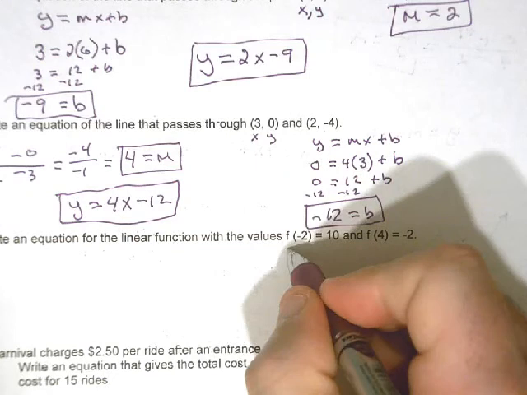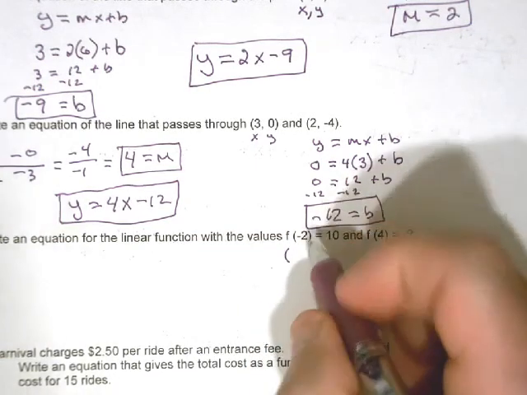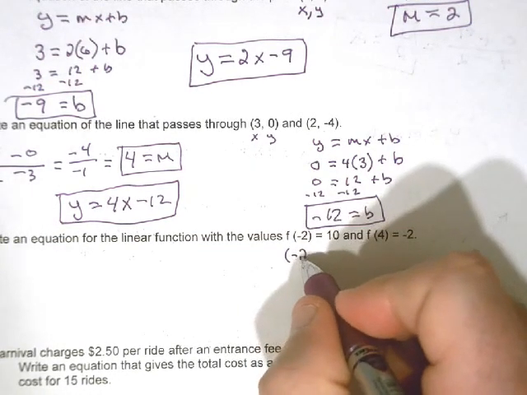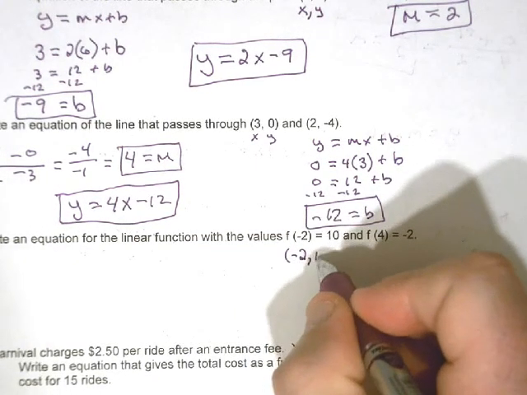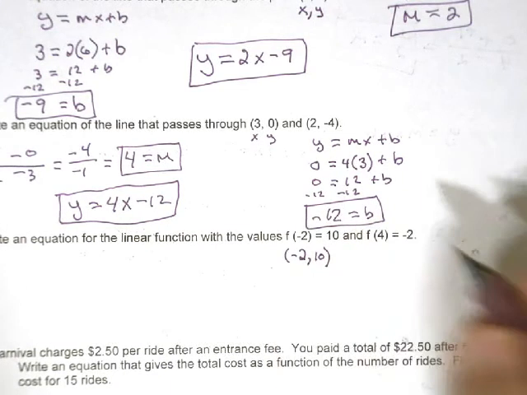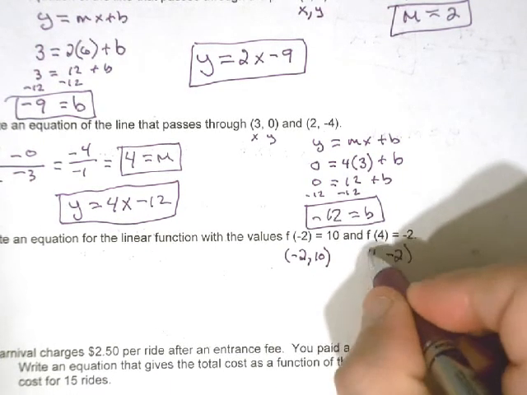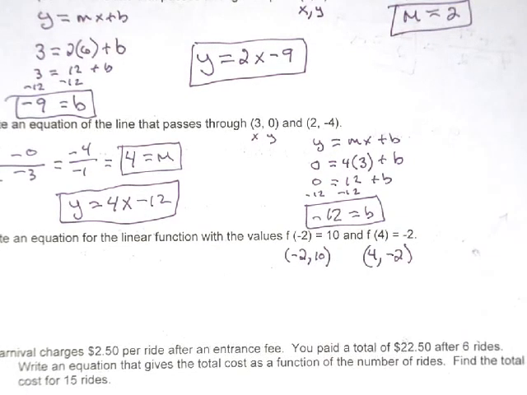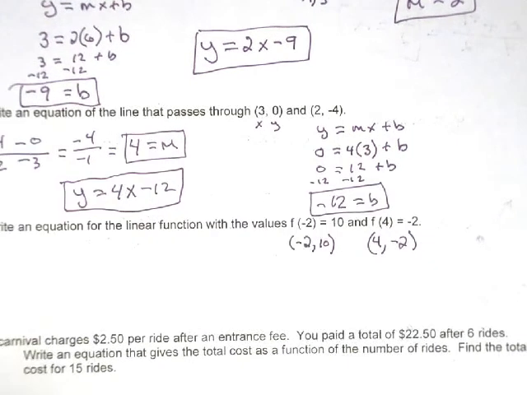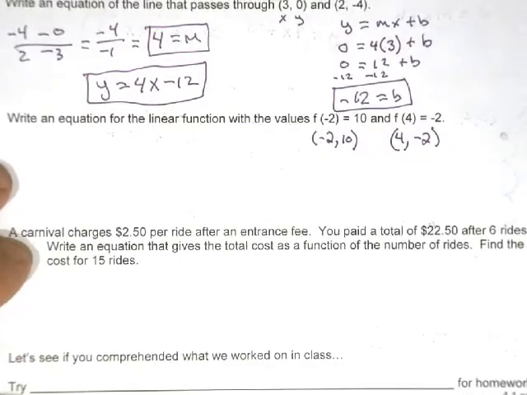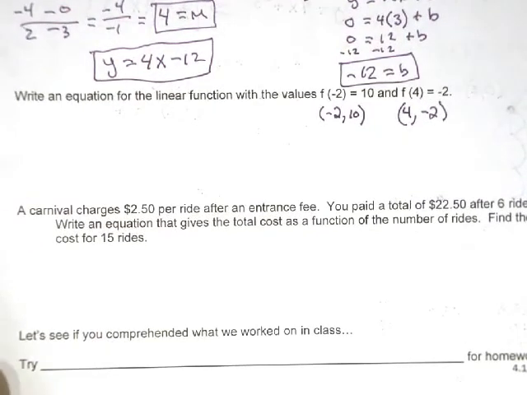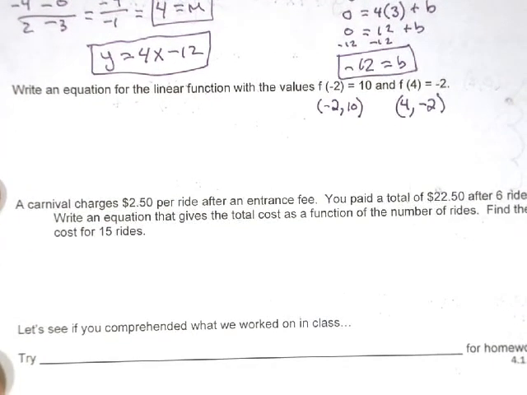Like I said, I'm going to let you guys do this one on your own. Again, the only difference here is I've put it in function form. So the first thing you need to do is write them as coordinates. So of an x of minus 2, you're going to get a y value of 10. As an x of 4, you're going to get a y value of minus 2. So we now have our 2 coordinates. You can redo it from there.